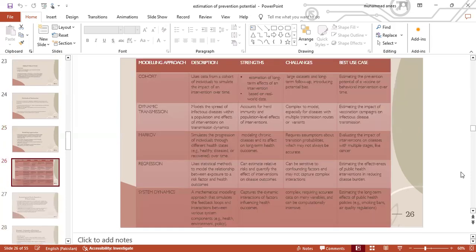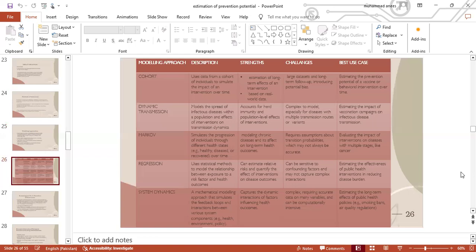So there is a table which shows the differences between different types of modeling: cohort modeling, dynamic transmission modeling, Markov modeling, regression modeling, and system dynamics modeling. Cohort modeling uses the data from a cohort of individuals to simulate the impact of the intervention over time. Strengths include estimation of the long-term effects of an intervention, and it is also based on real-world data. The challenges are that it needs large data sets and long-term follow-up, introducing potential bias. It can best be used for estimating the potential prevention of a vaccine or behavioral intervention over time.